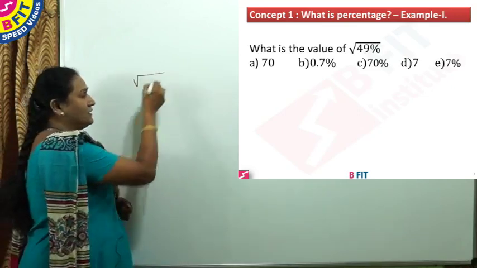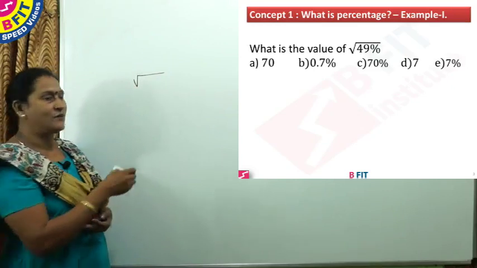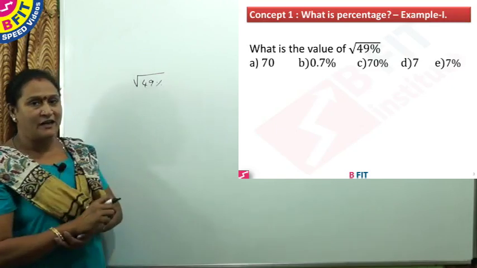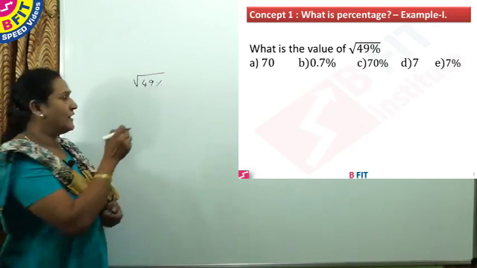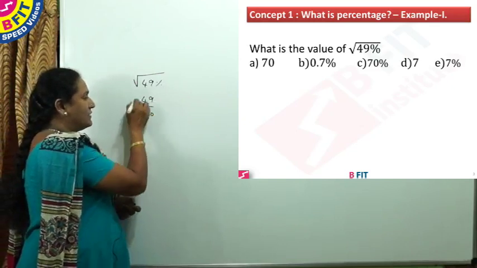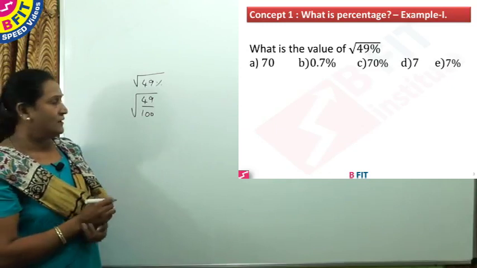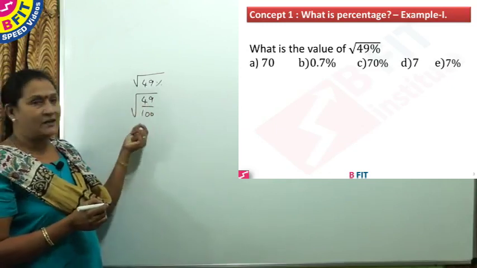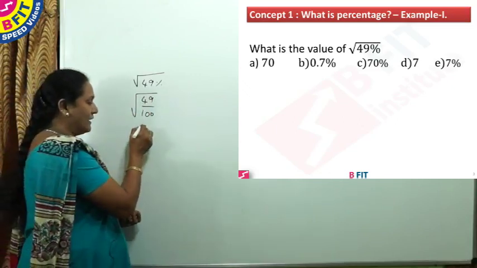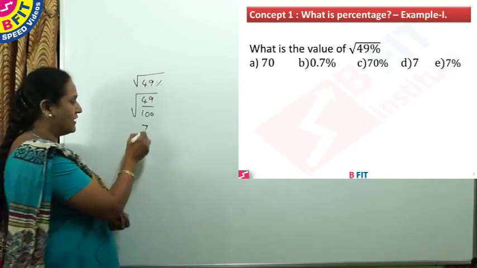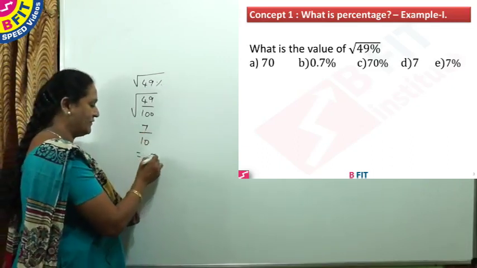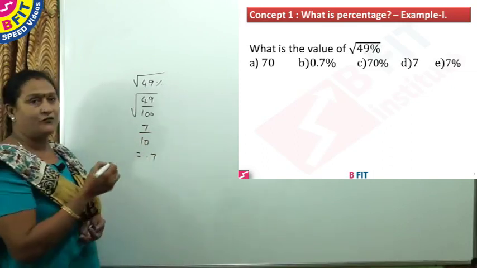In this question, the percentage is also inside the square root. So when you have 49%, what will be the value? Divide 49 by 100, and it is the square root of 49 by 100. We can take the square root for numerator and denominator separately because both are square numbers. What is root of 49? 7. And root of 100 is 10. Now what is the value? It is 0.7. So 0.7 is the square root of 49%.